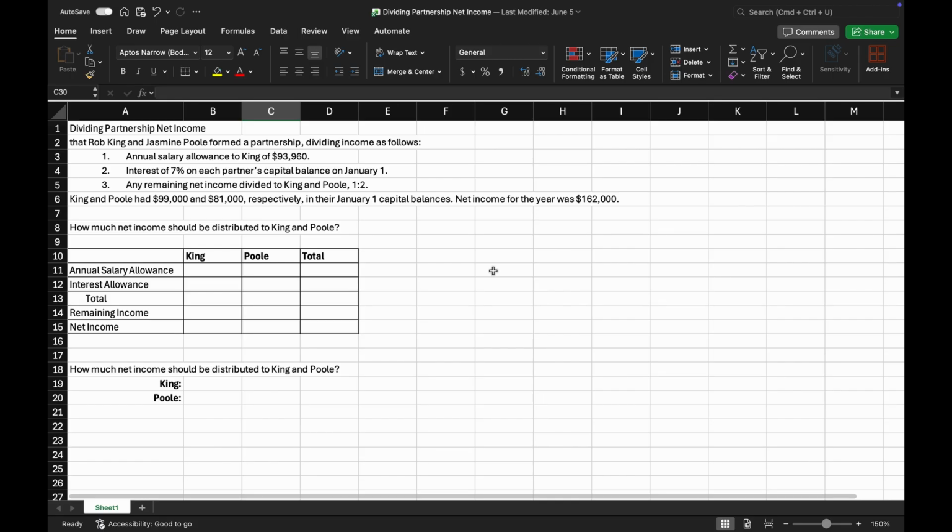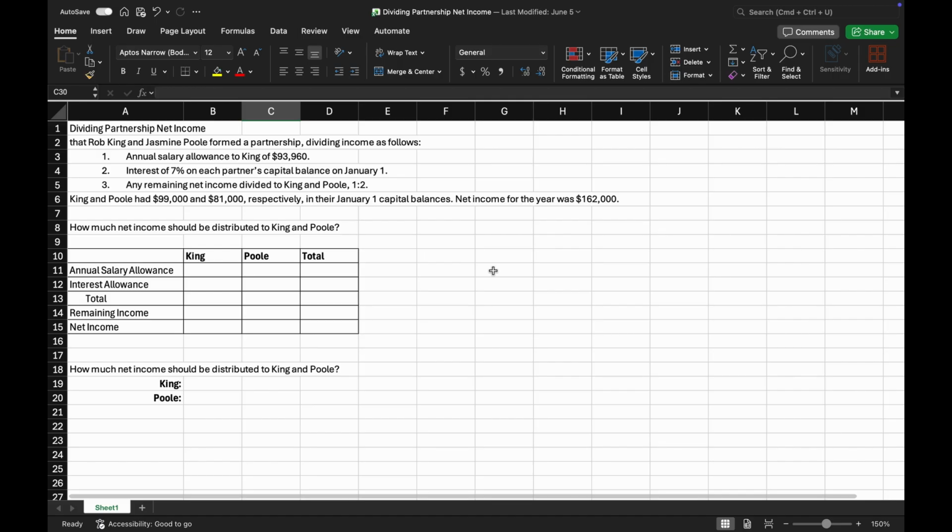That means King is getting 1/3 of the remaining income while Poole is getting 2/3 of the remaining income. King and Poole had $99,000 and $81,000 respectively in their January 1st capital balances. Net income for the year was $162,000. Your job is to calculate how much net income should be distributed to King and Poole.